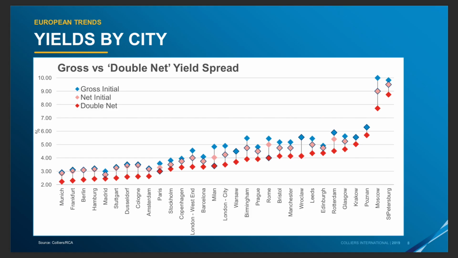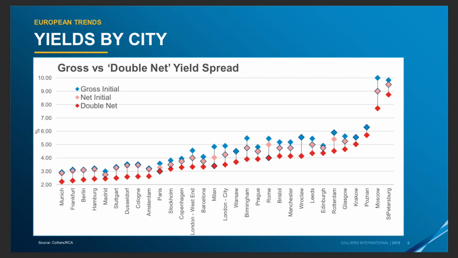But the other thing that's interesting is where yields are at. This one's a bit colourful, a bit jazzy. But if we stick to the red diamond at the bottom, that represents where we think double net yields are. So that is the yield less purchase costs from a transaction, plus any non-recoverables from income. So it's different to a gross initial or a net initial yield as they're quoted. But you can see down at the bottom you've got all the German markets, so just over 2%, 2.5% double net yield, which is pretty tight.